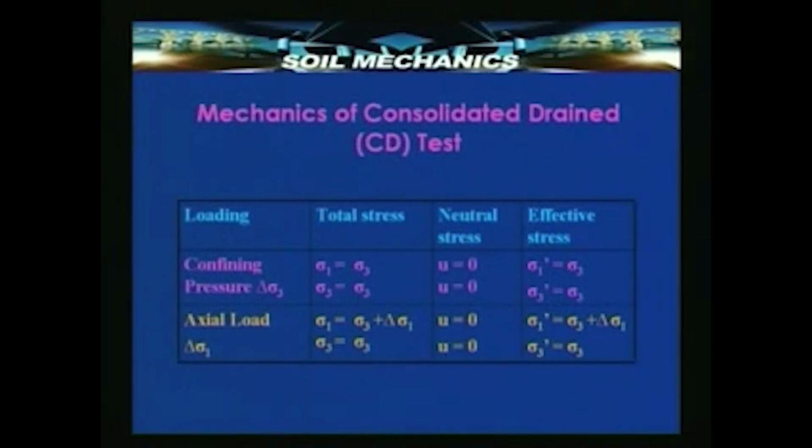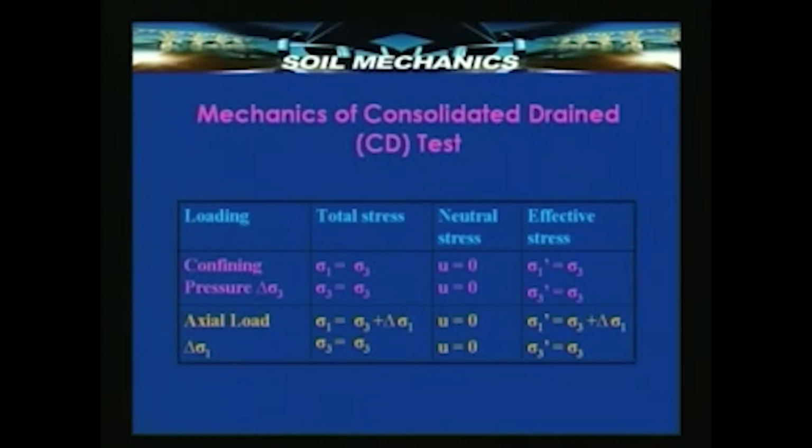Let us take a look at the mechanics of the consolidated drained test quickly. Here is this table which we discussed last time, which shows the pressure variation with the loading. When the confining pressure is applied, the total stress is equal to the confining pressure in both directions, because the specimen is surrounded by water and water transmits pressure equally in all directions. Water does not take any pressure because drainage is permitted, water is allowed to be expelled. Pore pressure or neutral stress is 0. Effective stress is simply equal to the applied stress sigma 3 in both directions.